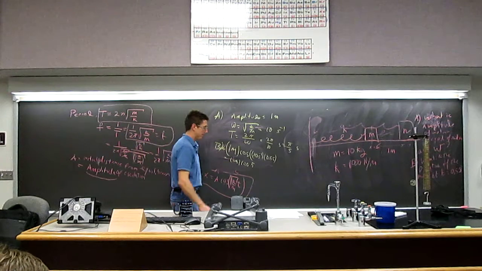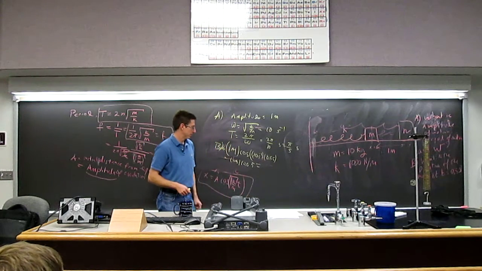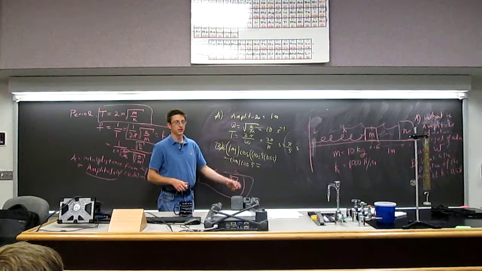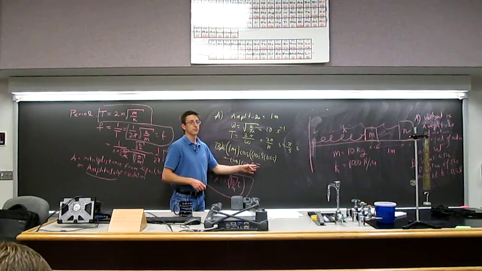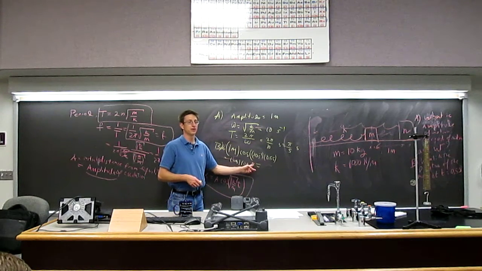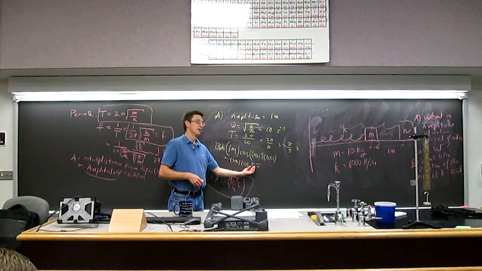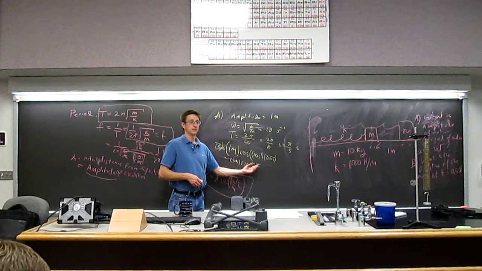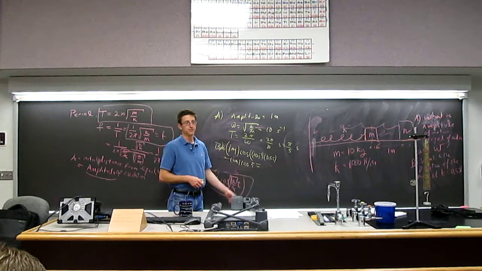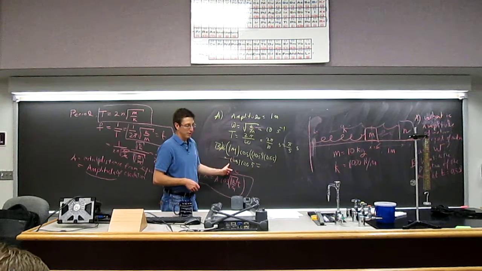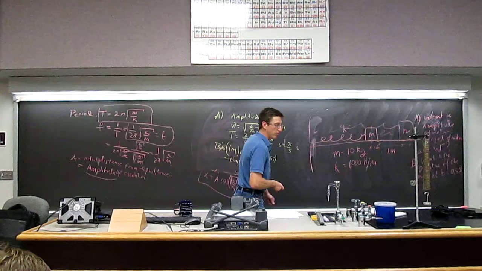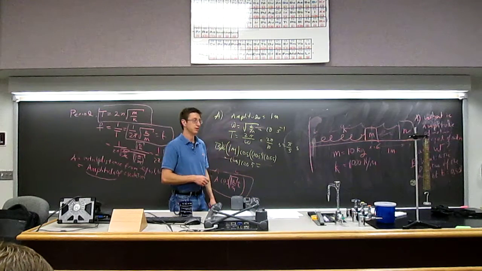When I used a calculator, I didn't have a radian mode, so I converted this to degrees by just multiplying by 180 divided by pi. Anyway, what I ended up with was 0.284 meters.